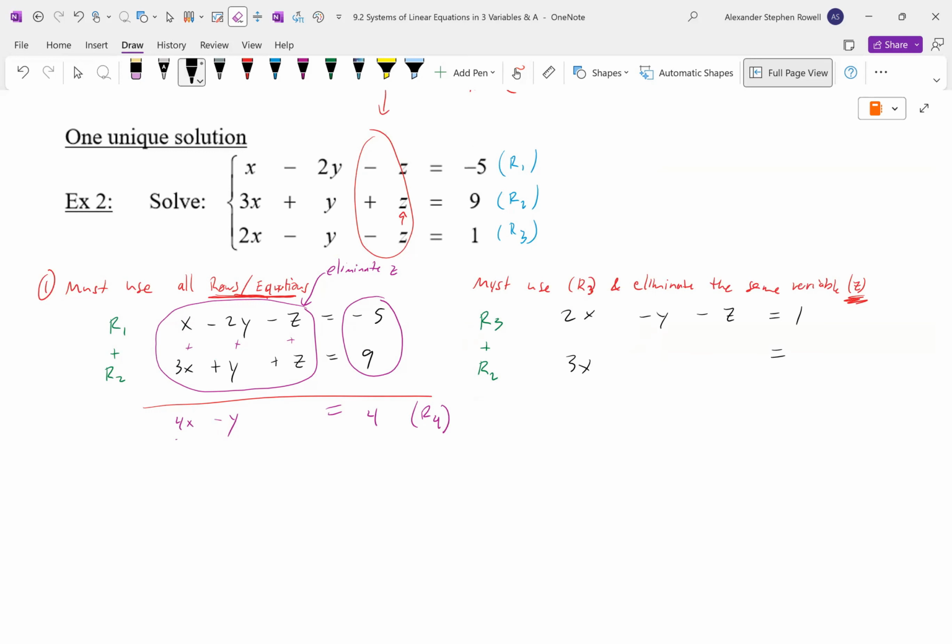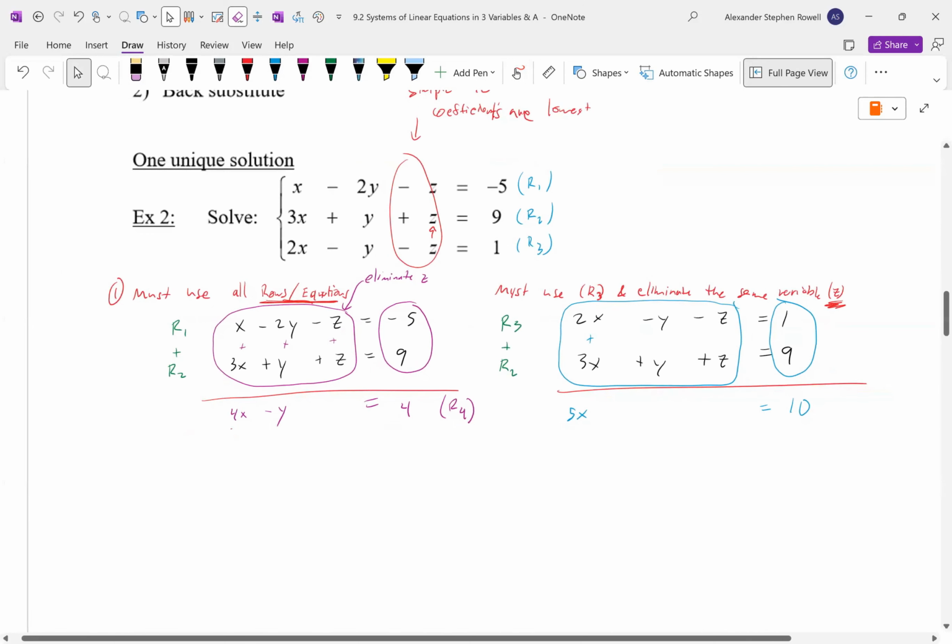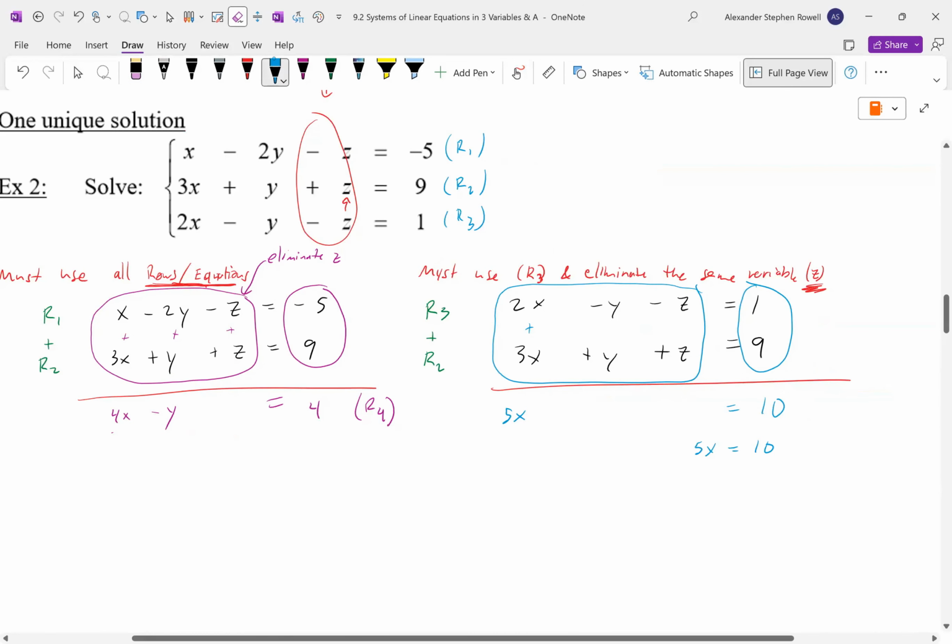No, this is wrong. 3x plus y plus z is equal to 9. So if we add the sides of the equations together, what do we get on the left? 5x is equal to 10. I wanted to eliminate one variable, and I accidentally eliminated 2. 5x is equal to 10. This is equation 5. We'll divide by 5 to get x is equal to 2.